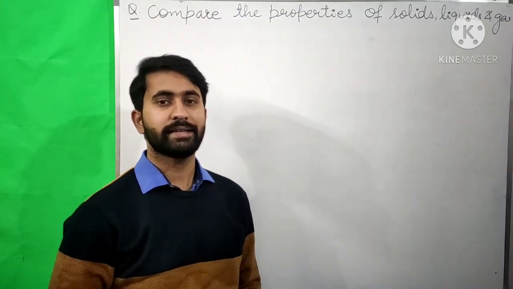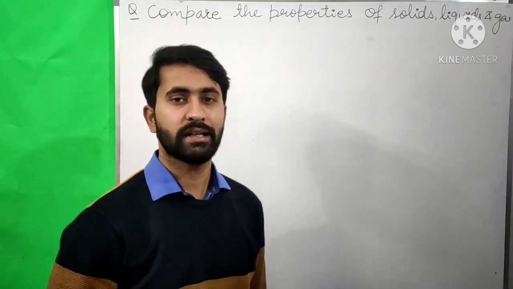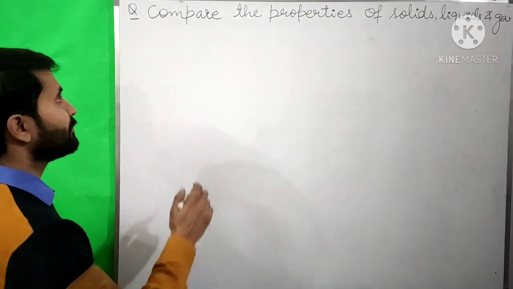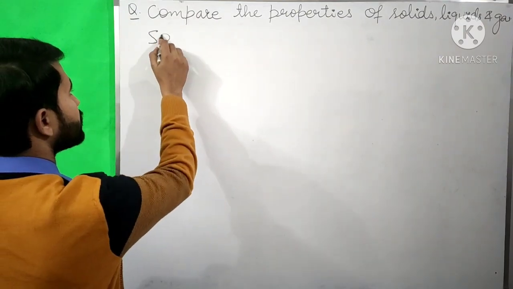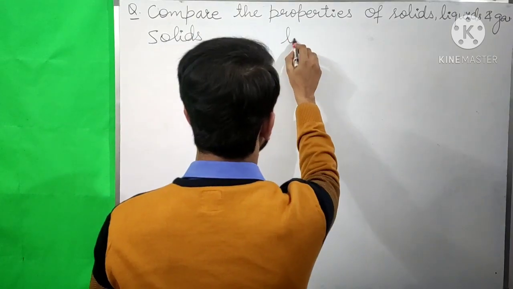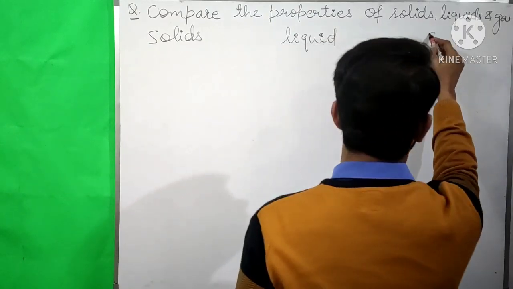Now our next question is, compare the properties of solids, liquids and gases. So for that, first of all, we will make a table with three columns: solids, liquids and gases.